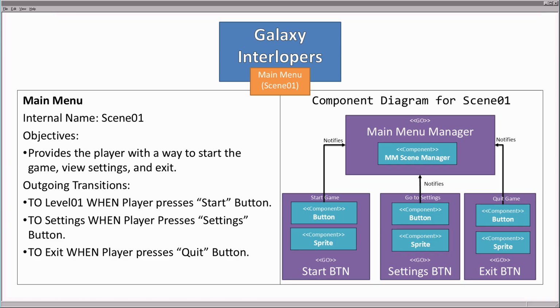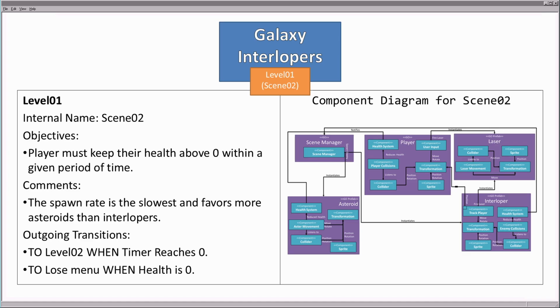We can start seeing an example of these details for our scenes. Here's an example of our main menu scene, which also includes the component diagram. More details regarding each game object and the associated components are provided within the game design document. Now we can see the example of level 1. We notice that this contains the component diagram mentioned earlier.